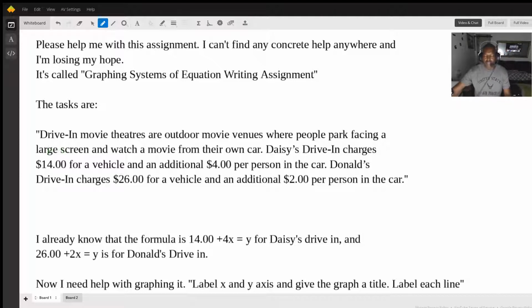And so we want to find out at what point does Daisy become the better deal? That is, at which point does the $14 plus $4 per person become better than the $26 flat fee and $2 per person? You started a little bit of it, but let's take a look at it and get a gist of the whole thing.